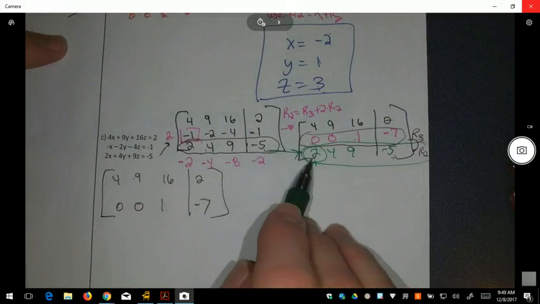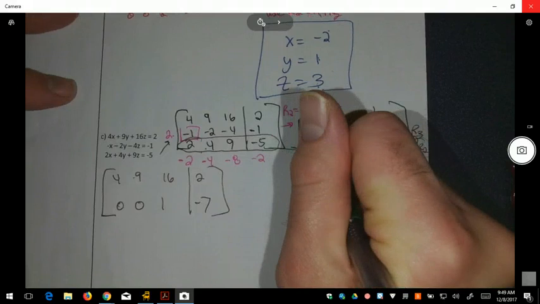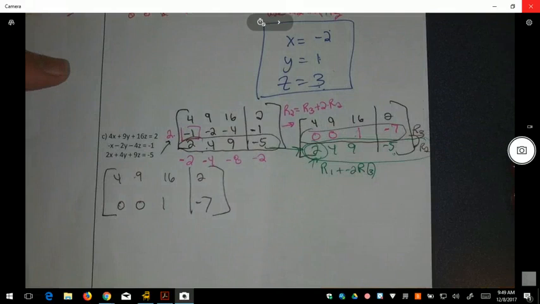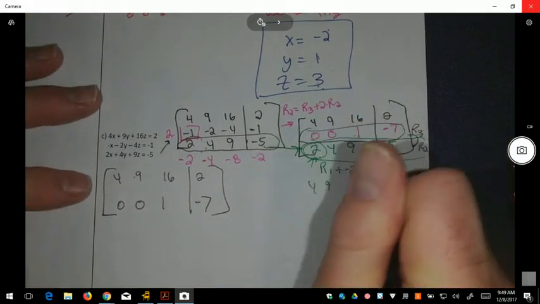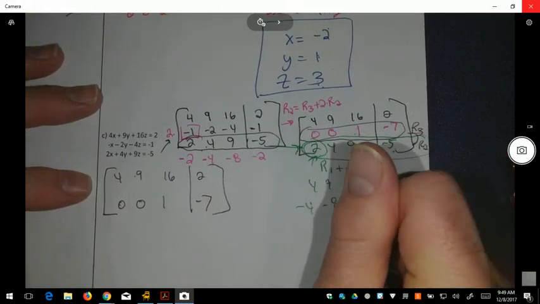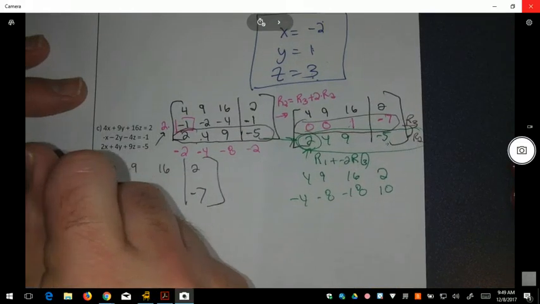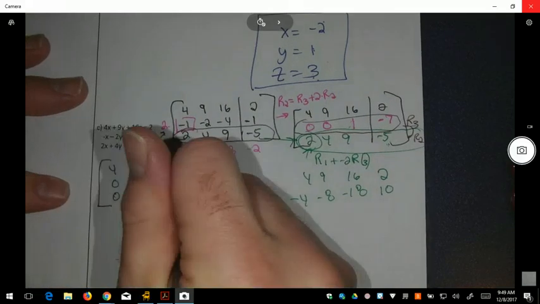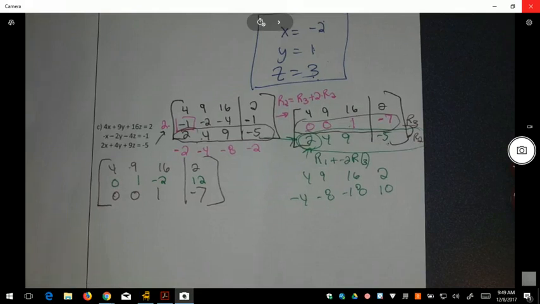So what am I going to do with the equation with the top, with row 1 and row 2? I'm going to do row 1 plus -2 times, well, right now it's row 3. It's going to be row 2. So that's 4, 9, 16, 2, and -4, -8, -18, +10. This gives us 0, 1, that's good, -2, 12. Any questions so far?